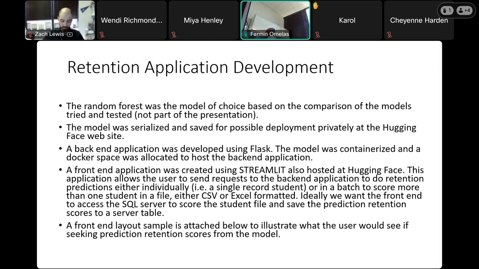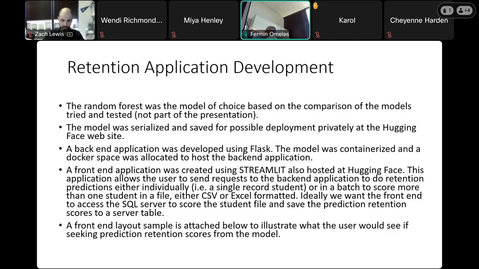Ideally, what we would like to do is have it where the front end could actually go to the server, pull the data from the server, send it to the back end, get the scores, and then put the scores out in a table in the server that we could use to create reports for whoever wants to look at the results, whether it be advisors or faculty or instructors, right? But we haven't done that yet.